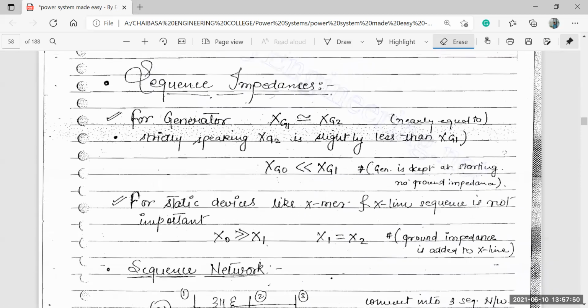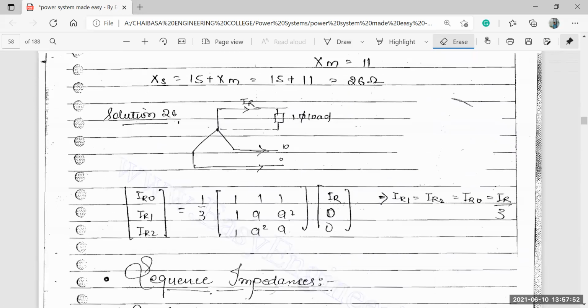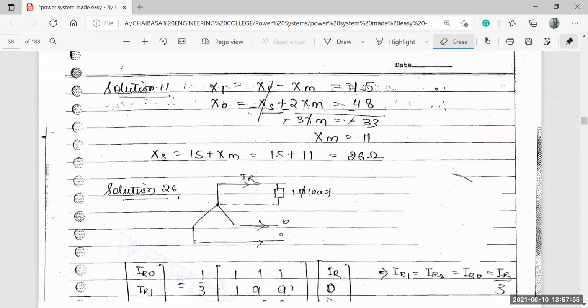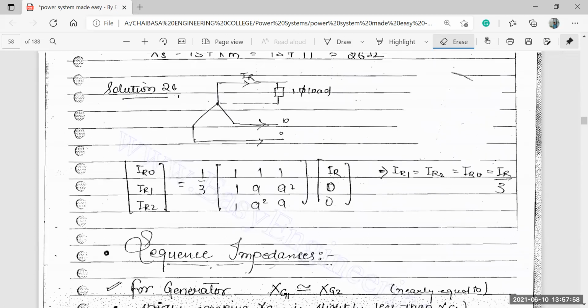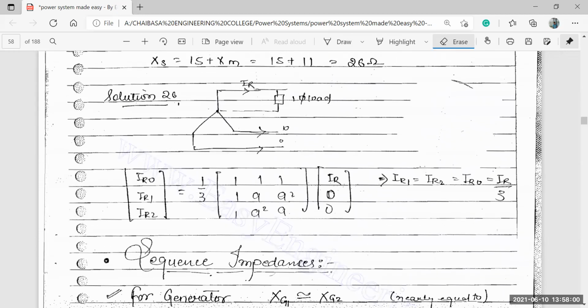We'll proceed with this. Then there is your sequence impedance. We'll see these questions and all, and we'll proceed with another segment. You can see this particular format as well. In the observation it is being given that in this phase only the load is applied, with your neutral, and these are zero. So you have to find the sequence component of current for this particular segment.